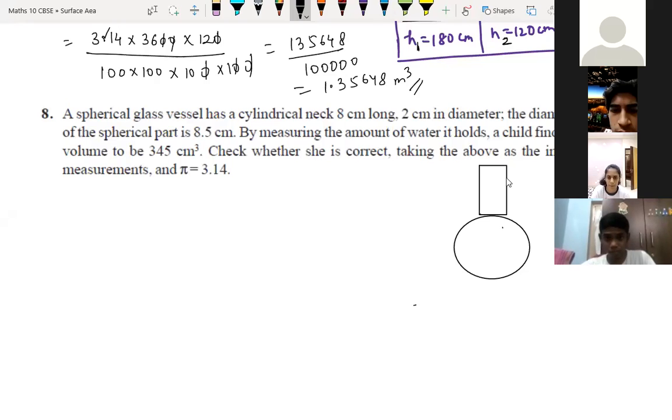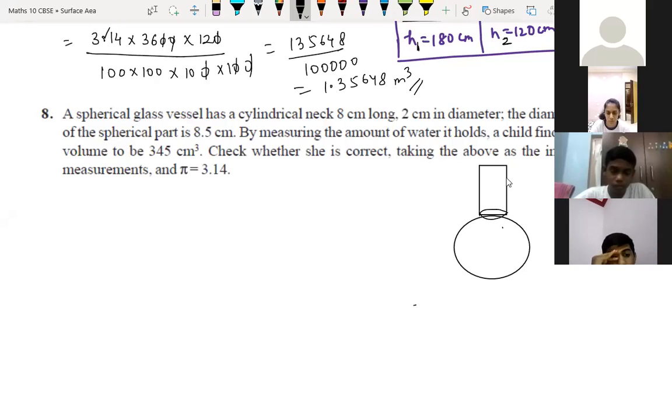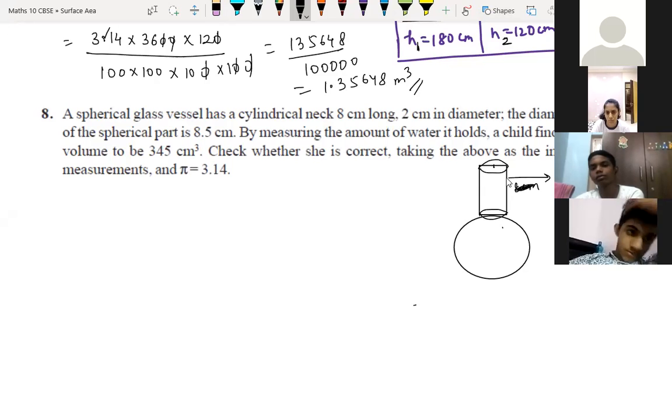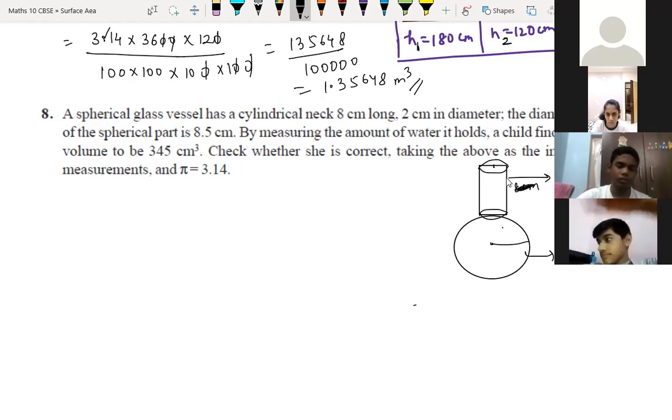So we'll make here the neck, like cylindrical neck is there, no? We just make like this. So the cylindrical neck is 8 centimeter long. And here you just write, but don't write directly. What you do, one arrow you put and write here: h is equals to 8 centimeter and radius is equals to 1 centimeter. The diameter of the spherical part is 8.5 centimeter. So diameter is 8.5. The radius of this is 8.5 divided by 2 centimeter.